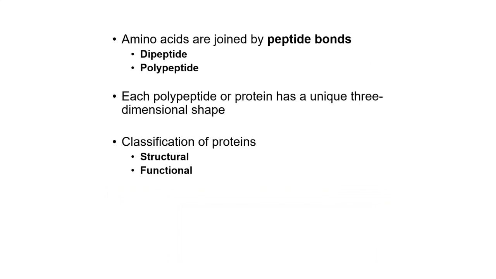They are joined together by peptide bonds, either dipeptide meaning 2 or polypeptide meaning many. Each polypeptide or protein has a unique 3-dimensional shape. And proteins are classified either structurally or functionally. And proteins do take on specific shapes according to what they contain. And that is that unique 3-dimensional shape.